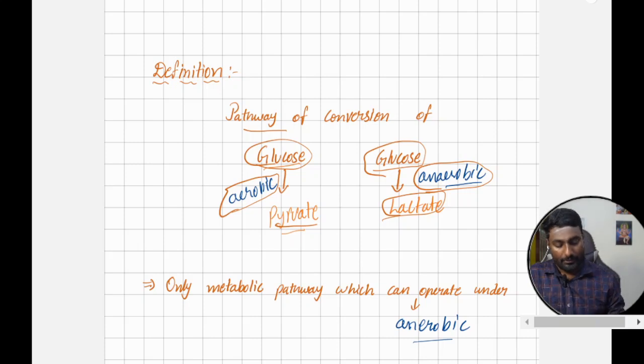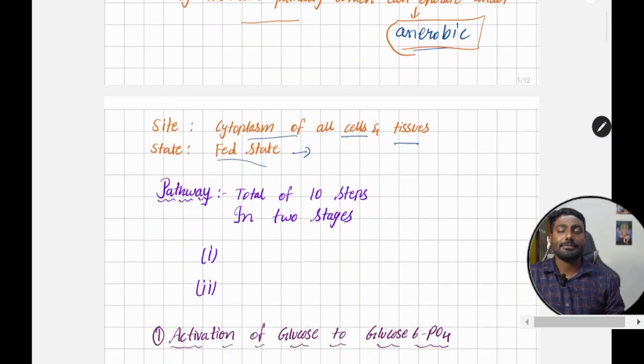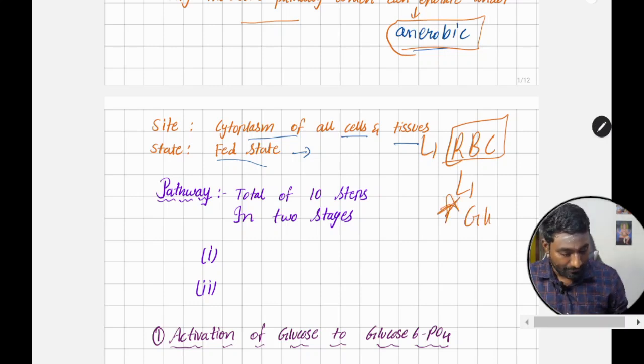Okay. Now, it is one of the important MCQs that it is the only pathway which is operating in anaerobic conditions. Okay, students. Now, let us see the site and state during which glycolysis is happening. If we see the site, it is happening in the cytoplasm of all cells and tissues, including your RBCs. Okay. So what is the metabolic fuel of RBC? It is only glucose. Okay. Metabolic fuel of RBC is glucose.